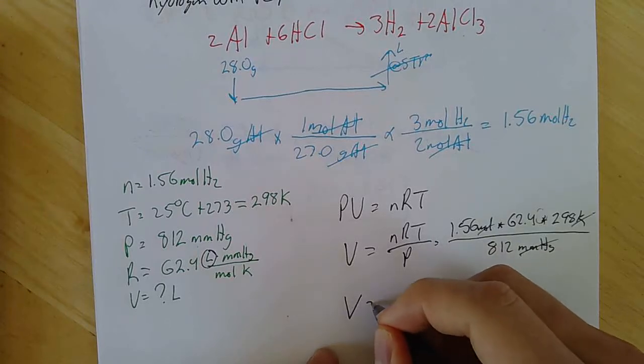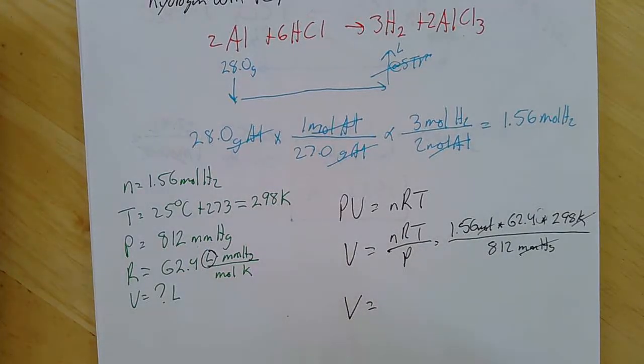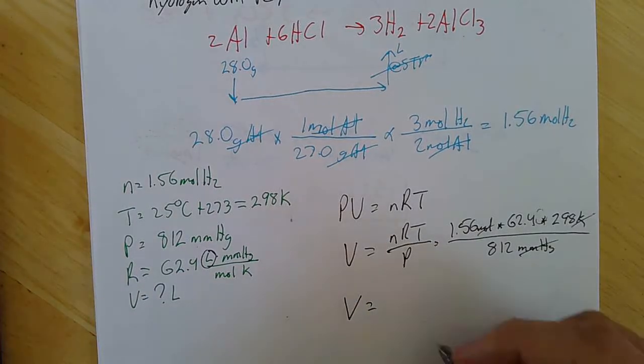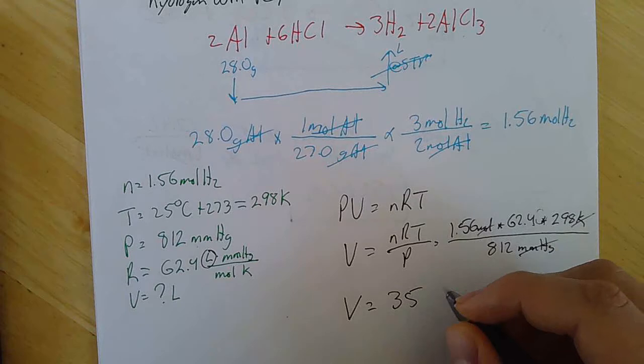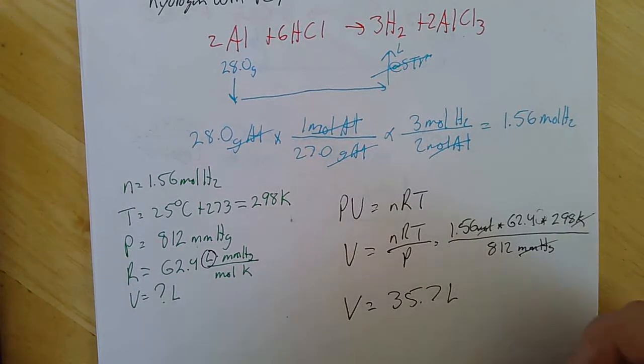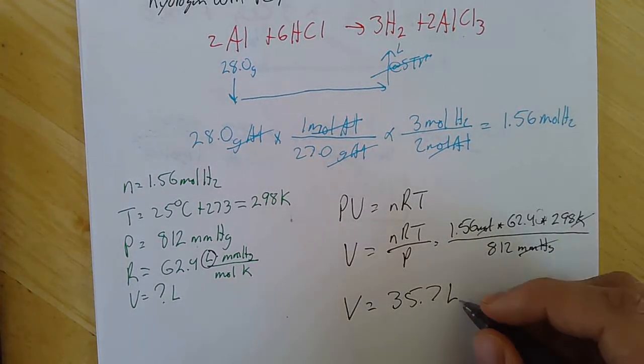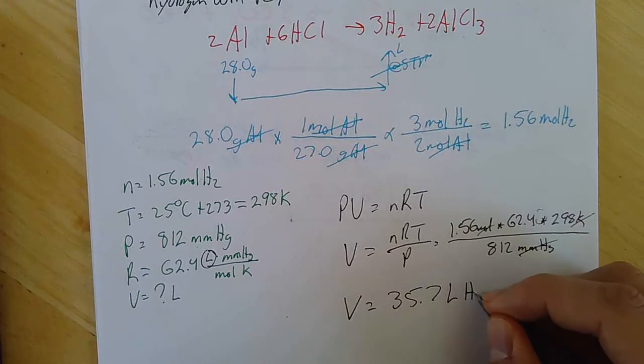So at this point it's pretty straightforward. Multiply and divide: 1.56 times 62.4 times 298 divided by 812. And we come up with an answer of 35.7 liters of H2.